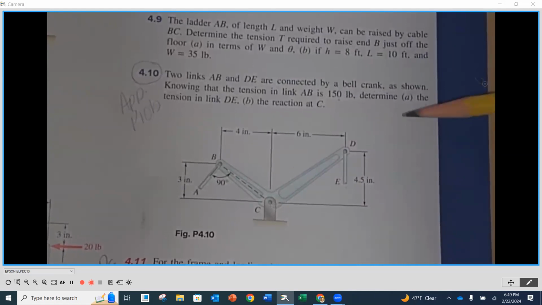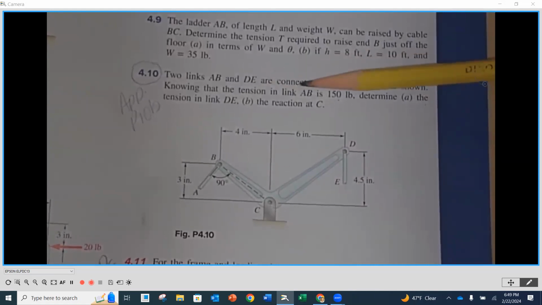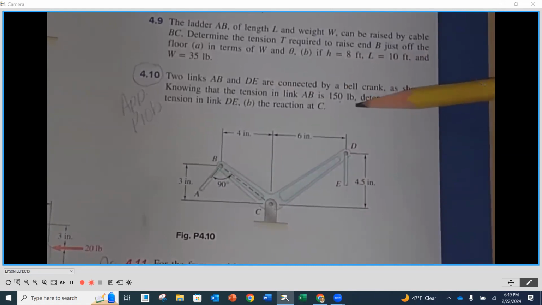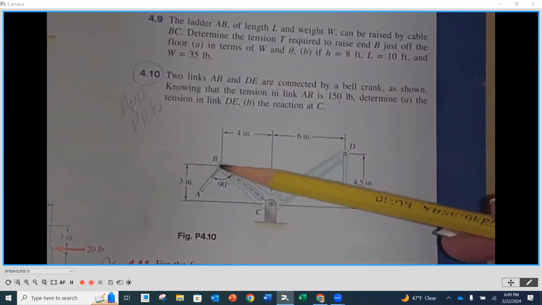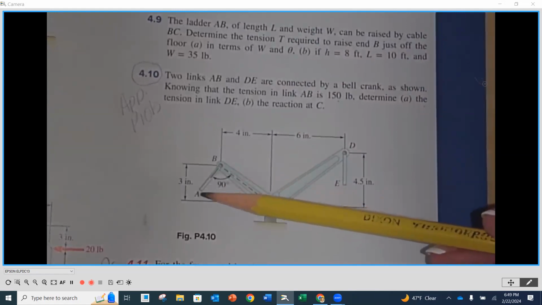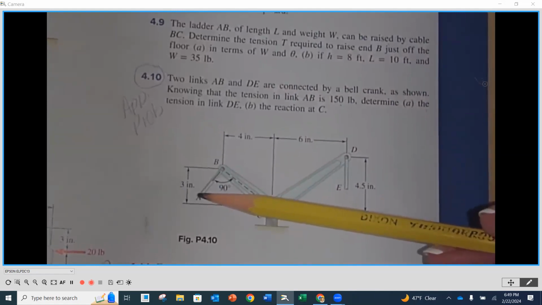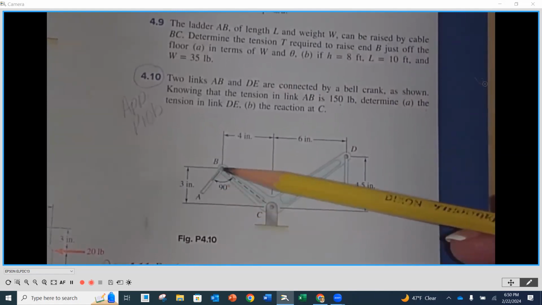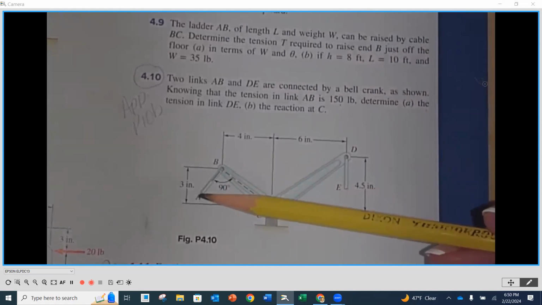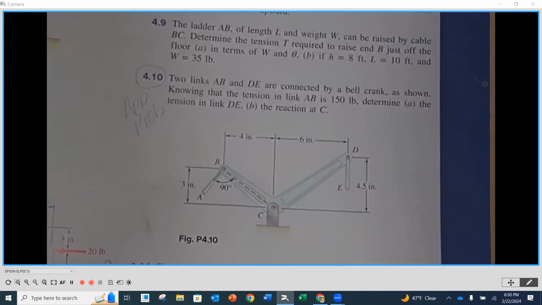They are on this bell crank as shown. Knowing that the tension in link AB is 150 pounds. That means if it's in tension, it's pulling away from B, and that means that the force along that rod is 150 pounds.